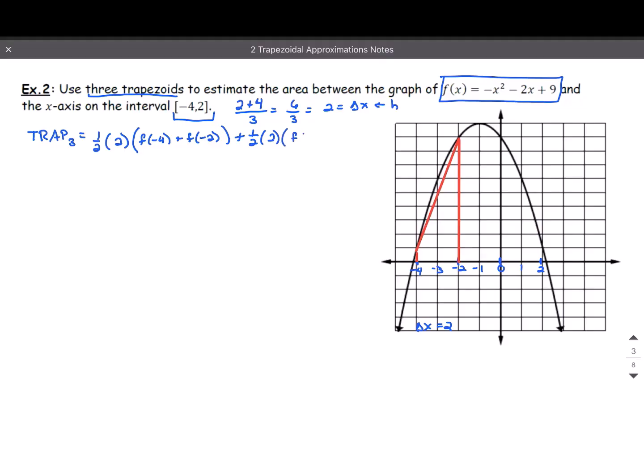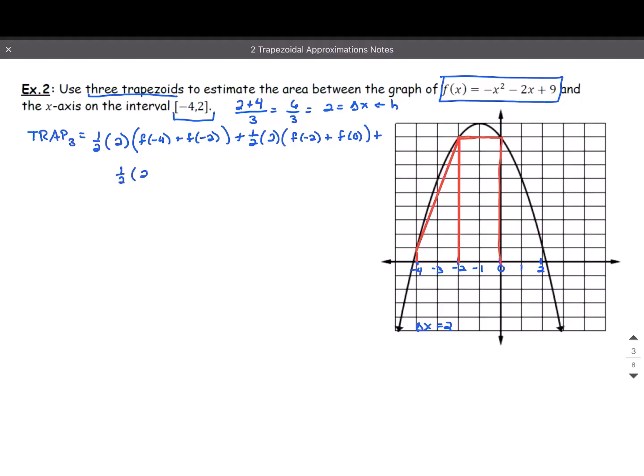So on the left, we have -2, so we're going to put that into f. And on the right, we have 0, so we're going to put that into f. And we're going to draw this. We have the height at -2. We need the height at 0. Oh, look at that. It's not a trapezoid at all. It's a rectangle. And then our third one, our third trapezoid, it's still a half.